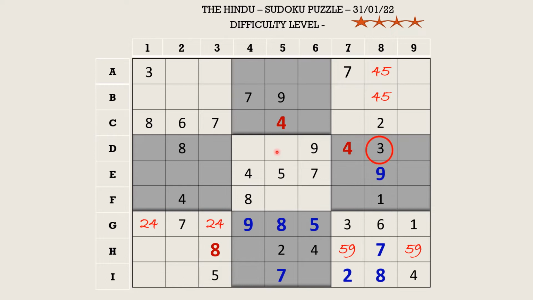There is a 3 in row D which blocks this cell. There is a 3 in row A which blocks this cell. So in column 5, F5 is the only cell where 3 can be. So column 5 has only 2 empty cells left and the missing numbers are 1 and 6. So let them take 1, 6 pair.